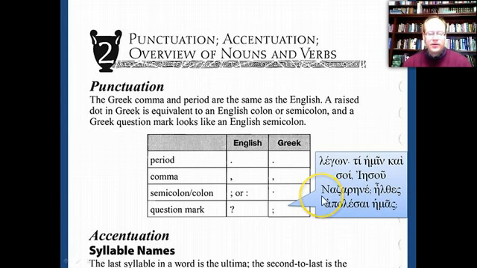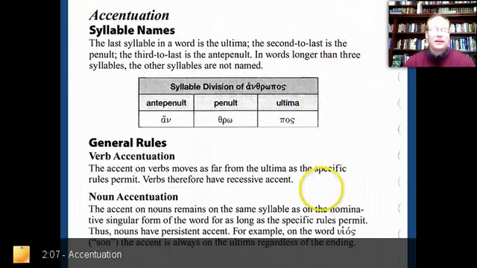So those are the elements of punctuation that occur in our Greek New Testaments. You should be aware that there was no punctuation when Paul wrote the New Testament books that he wrote, or any other New Testament writer for that matter. And the punctuation has all been added by editors of the Greek New Testaments that we use today. Now let's talk about accentuation.